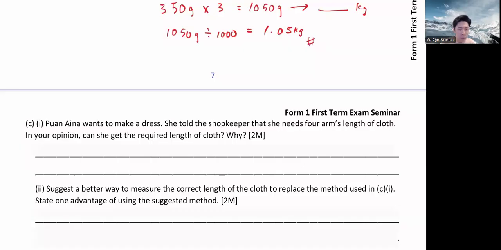So the first mark goes to: can she get the required length of cloth? Obviously no. Second mark, why? Because Puan Aina's arm's length is different from the shopkeeper's arm's length, so you won't get the correct answer. Or different people have different arms length. Can you all try this on your own way? Simple English will do. That's your second mark to get.